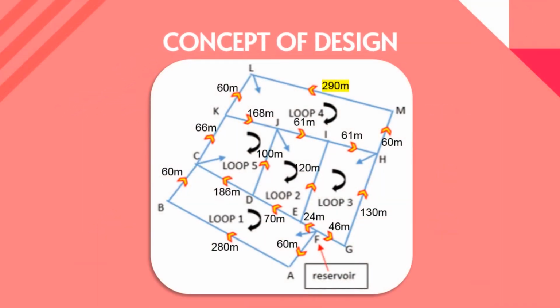Concept of design. This is the concept of my pipe network design that consists of several interconnected pipes with multiple junctions and draw-offs. From these interconnected pipes, it makes 5 loops for the phase 1 development.